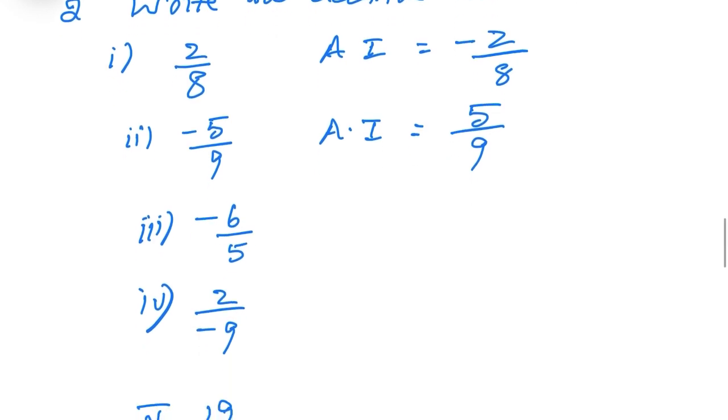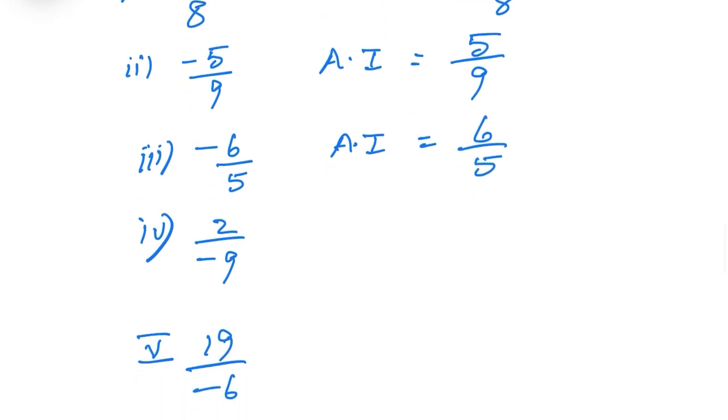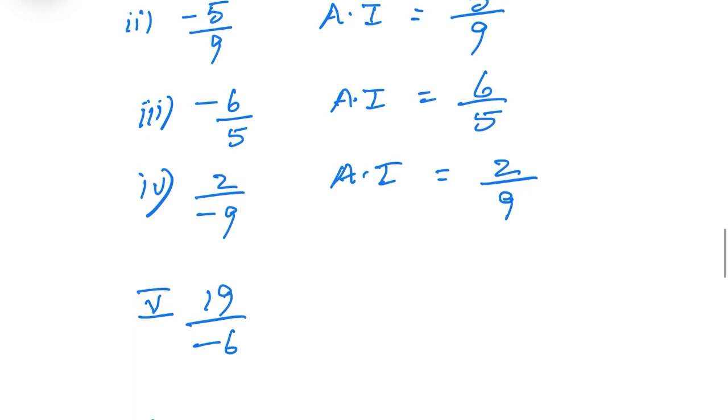What is the additive inverse of minus 6 by 5? Additive inverse of minus 6 by 5, so what is its opposite sign? Plus 6 by 5. What is the additive inverse of 2 by minus 9? Minus wherever you see in the fraction, whether it is in the denominator or numerator or before the fraction, minus belongs to the whole fraction. So additive inverse is plus 2 by 9. That is equal to 2 by 9. Simply you write 2 by 9 because no need to mention plus.